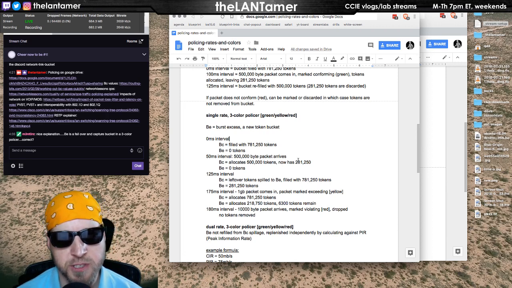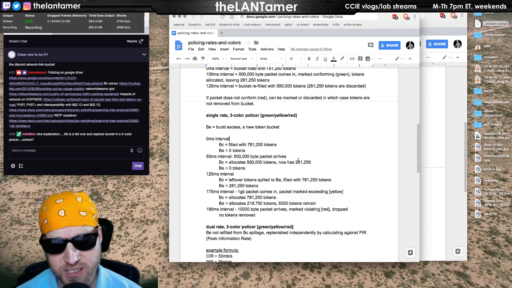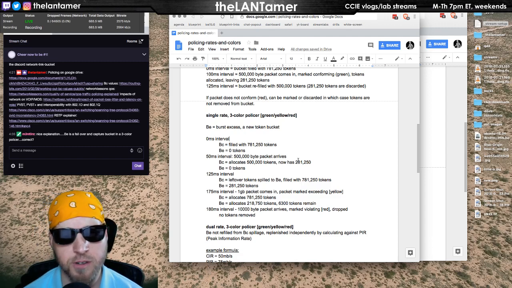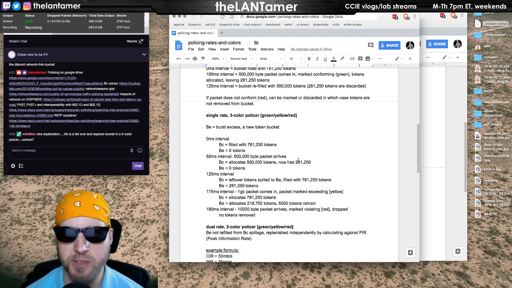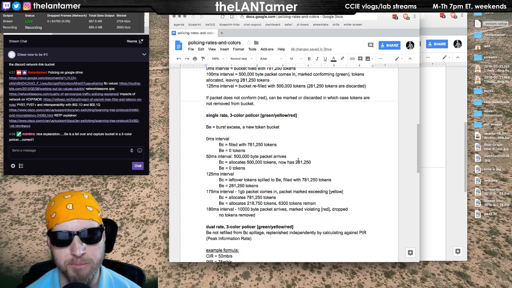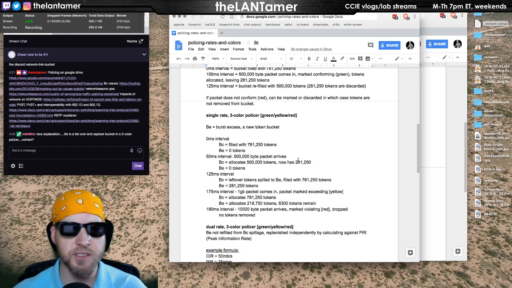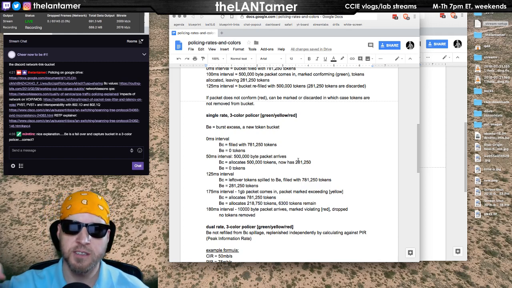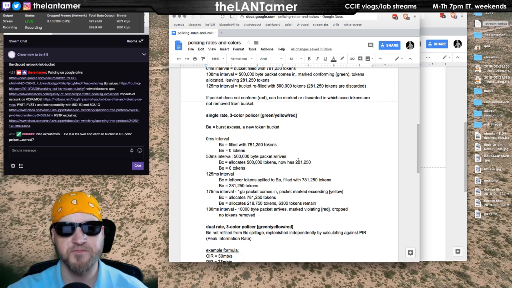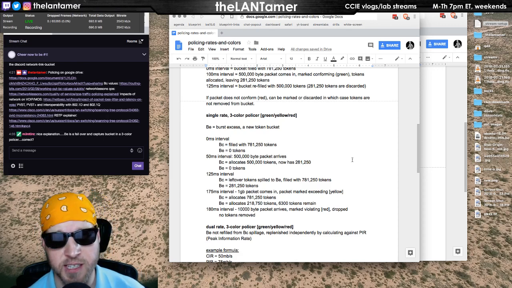So yeah, BE is a burst bucket, burst excess. At 0, it has 0. BC has its normal rate. We're trying to achieve 50 megabits per second. At 50 milliseconds, a 500,000 byte packet comes in. BC is like, okay, that conforms. I got this. You're green. I'm going to forward it. Take out 500,000 tokens. Now I've got 281,000 left. BE still has 0 tokens.